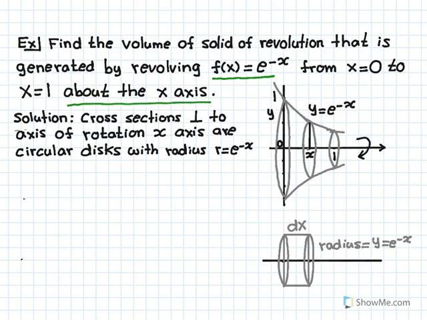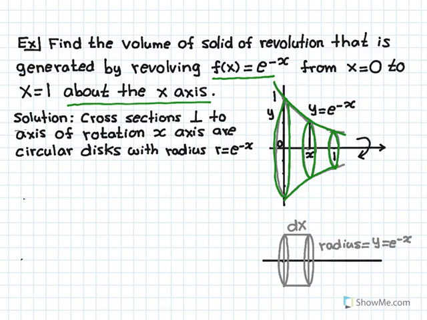So we draw y equals e to the minus x. That's a very easy function to draw. That's just a negative exponential that comes down. And we're revolving this about the x-axis. So you can see the solid that's generated is going to look something like this. These are the cross-sections. Of course, these cross-sections are perfect circles. And the whole solid essentially looks like this.